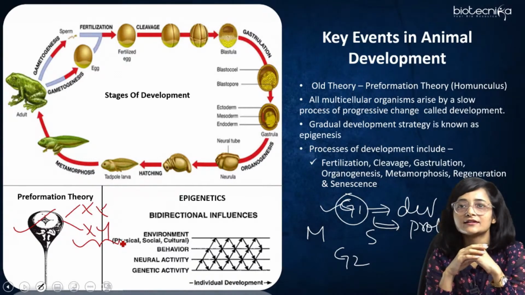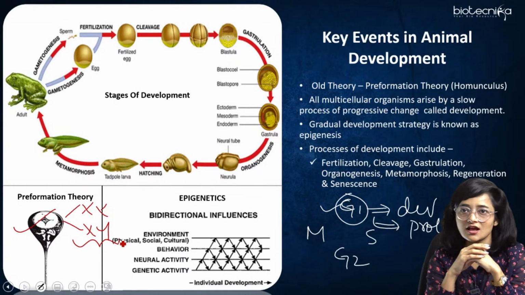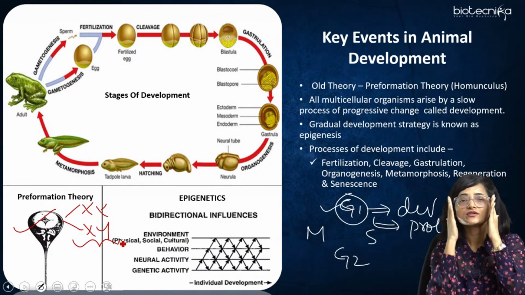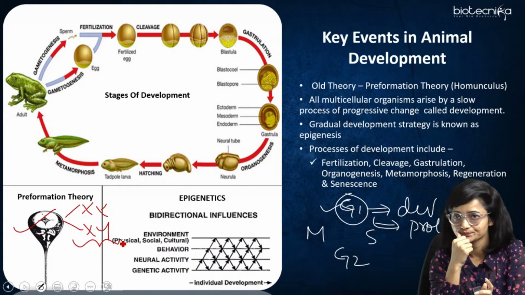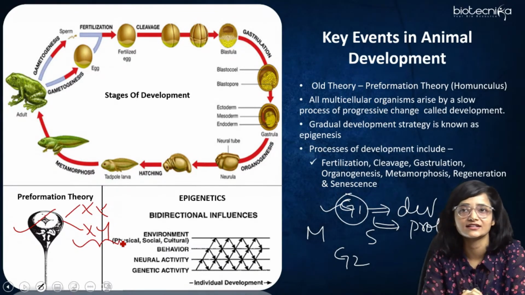After this came the theory of epigenesis, right? This theory was considered the right theory because epigenesis basically means the gradual development of an individual.